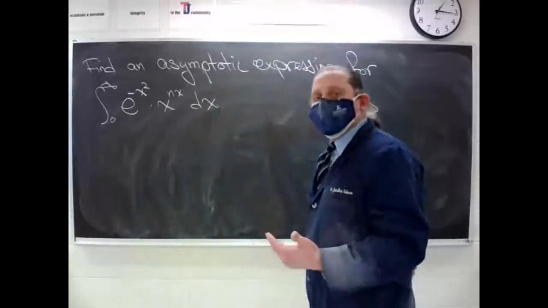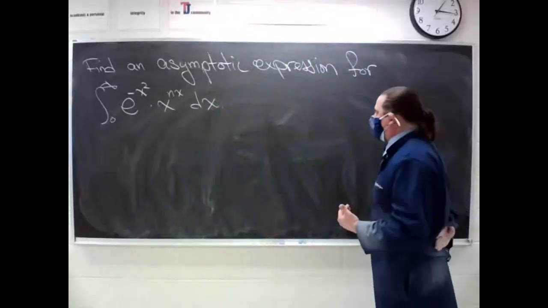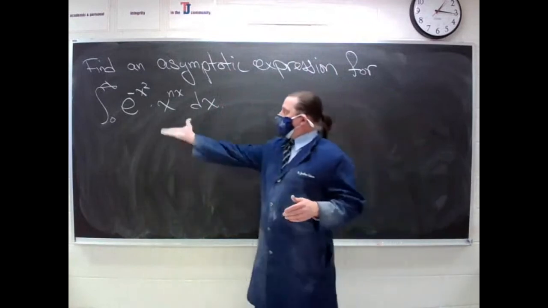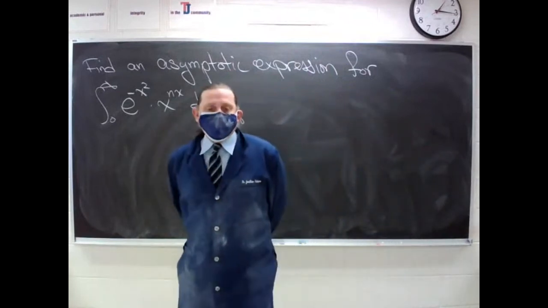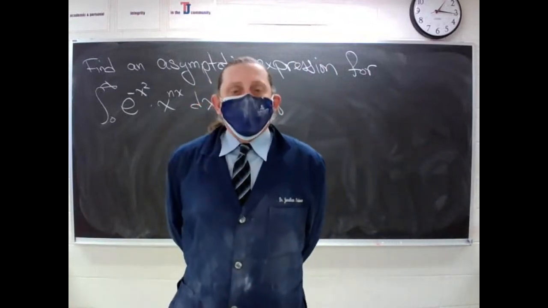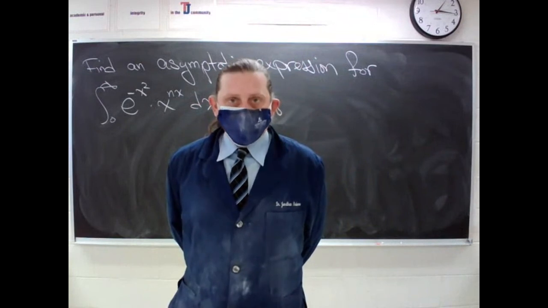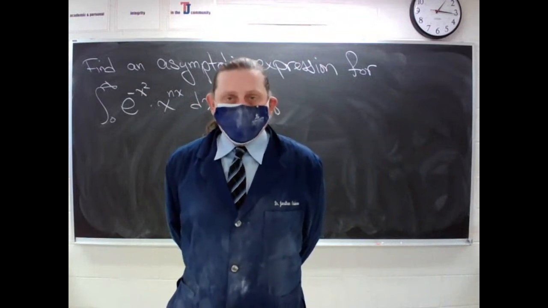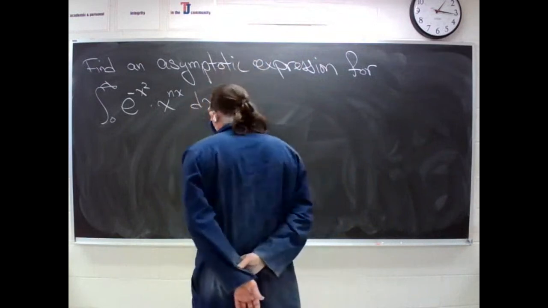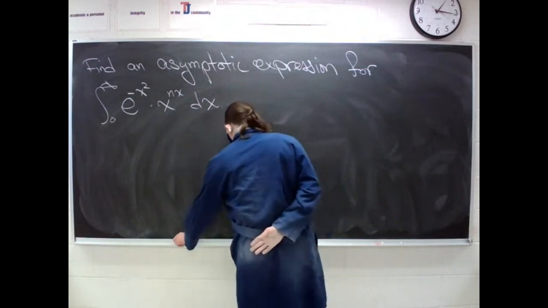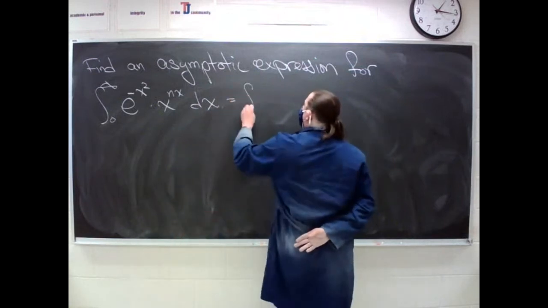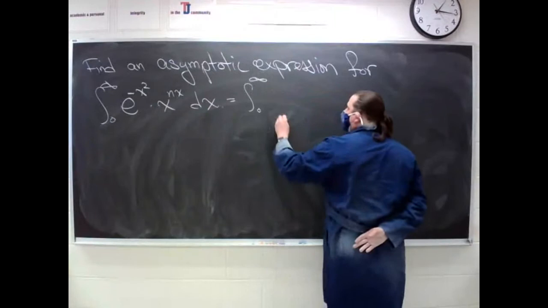So suppose that I'd like to determine an asymptotic expression for this integral. We're going to use steepest descents. Remember the way that it works. Everybody in the exponent. That is our first step. Throw everybody into the exponent.